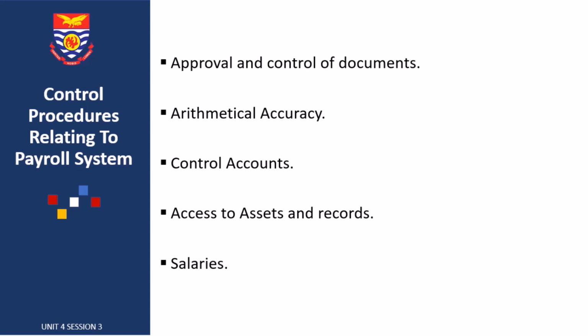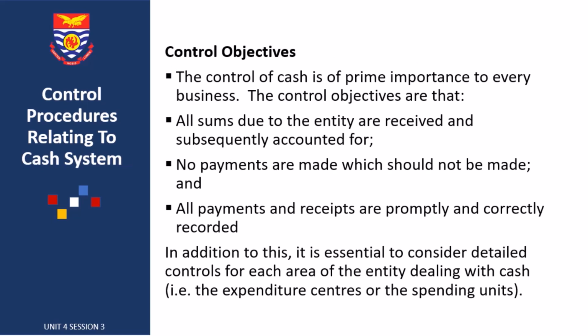So these are some of the things that must be considered when we are looking at the control procedures relating to the payroll system: approval and control of documents, arithmetical accuracy, control accounts, access to assets and records, and then the salaries. Now let's look at control procedures relating to the cash system.